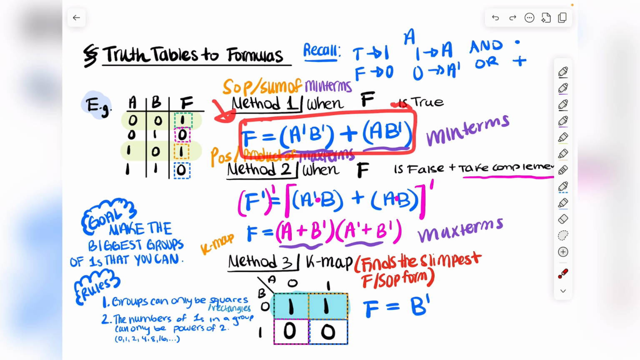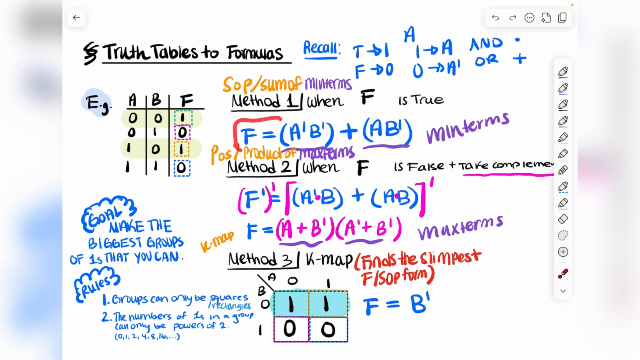In this class, they just call it Boolean Algebra. So I'll show you how to simplify your formulas so that you can get the simplest formula in the next video.